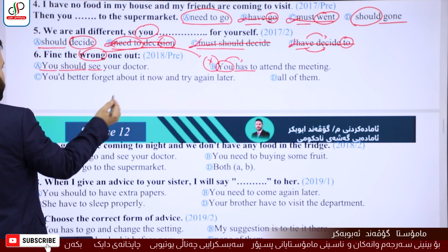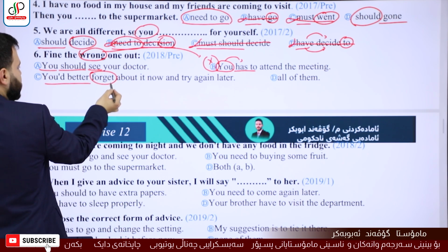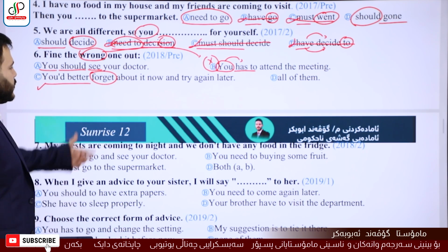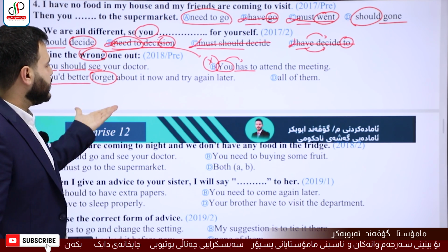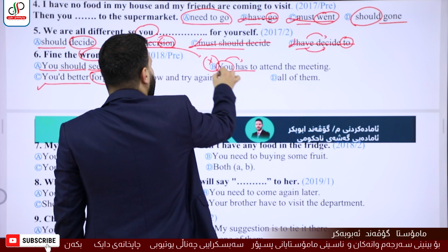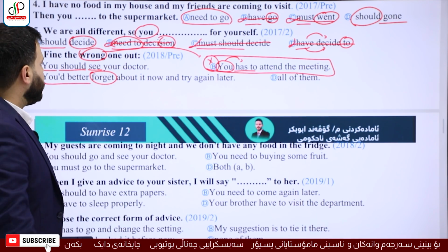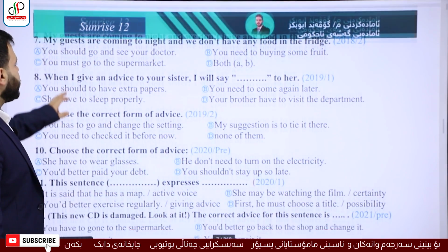Let's see the other options. You had better forget. This one, had better plus base, it's right. Here you had better forget about it now and try again later. Number 4, so all of them are wrong? No, it's B. Here we have to choose the option B as a right answer.